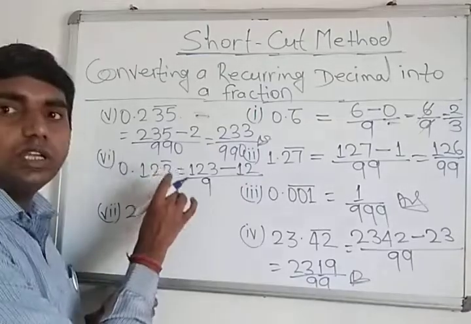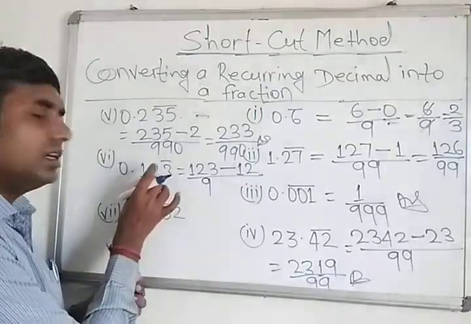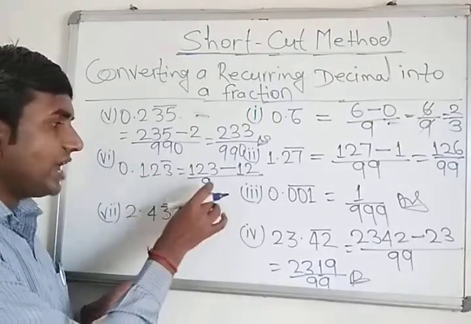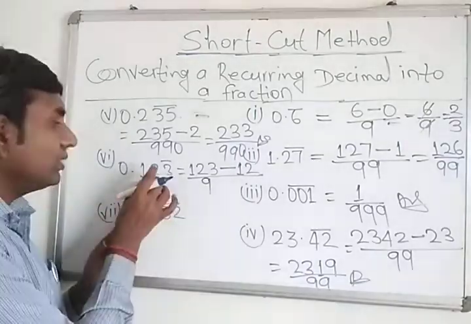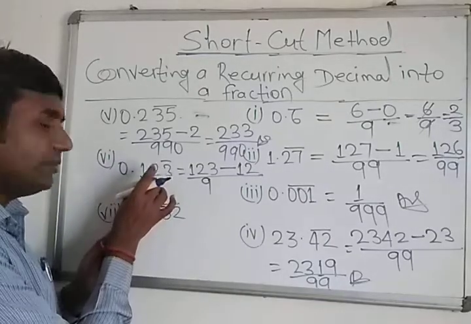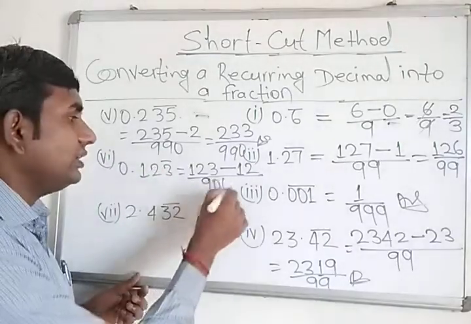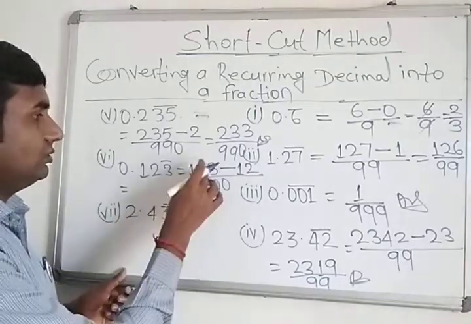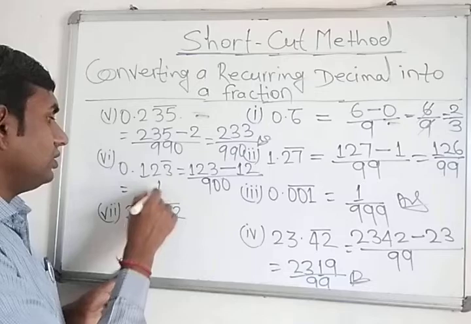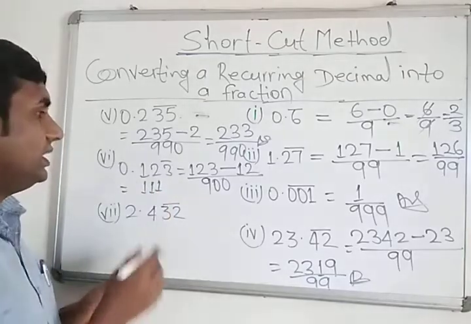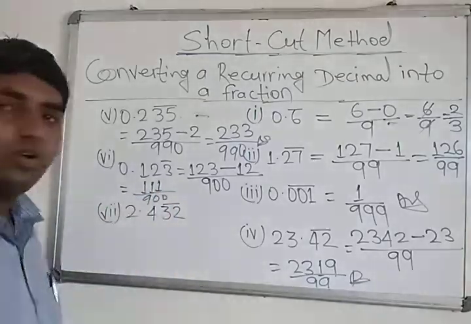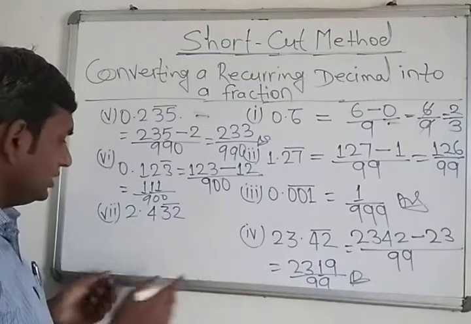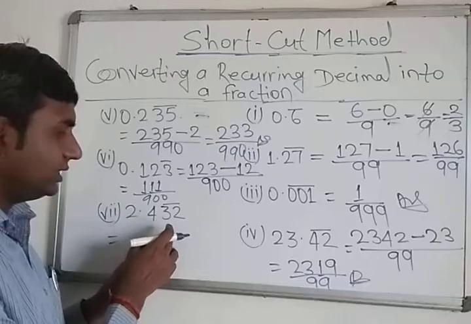Why? Because here 1 digit is recurring, and there are also 2 digits after the decimal which are non-recurring. So we also write 0s, as many as the number of non-recurring digits. Here we have 2 non-recurring digits, so we write 90 followed by 0, that is 900. After subtracting, we have 123 minus 12 equals 111, so 111 by 900.